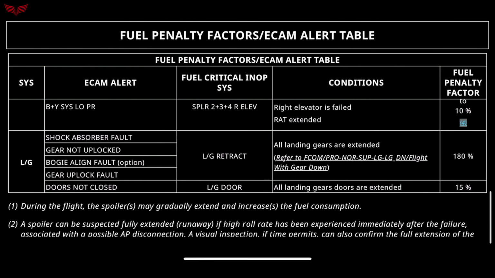The QRH fuel penalty factor. The A320 QRH lists the following fuel penalty factors. 180% penalty for the landing gear down and 15% penalty for the gear doors open. So that will be the normal flow 100% plus 180 plus 15% equals to a total fuel flow of 295% of the normal value, almost triple. That is impossible. Let's do some critical thinking.